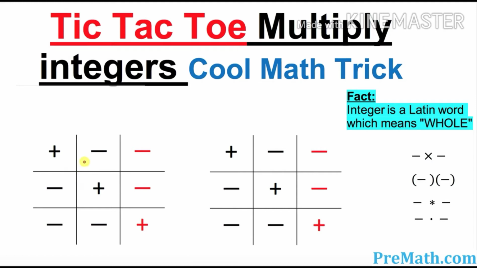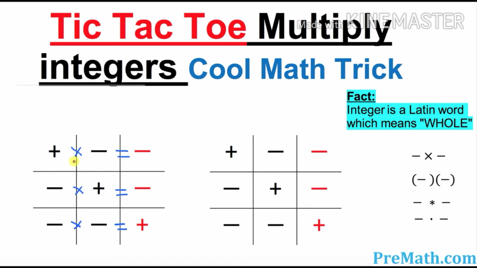Next, we are going to see how positive and negative signs behave when it comes to multiplication. Let's get started. Positive times negative gives us what? Negative. Negative times positive results in what? Negative. And finally, negative times negative is going to be positive.